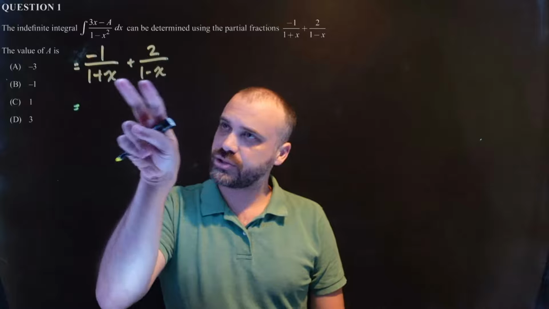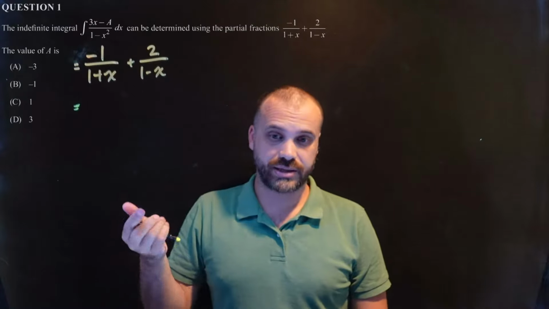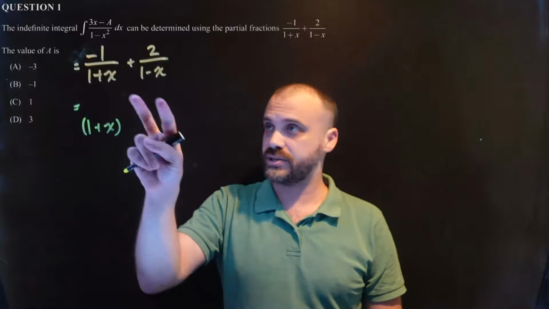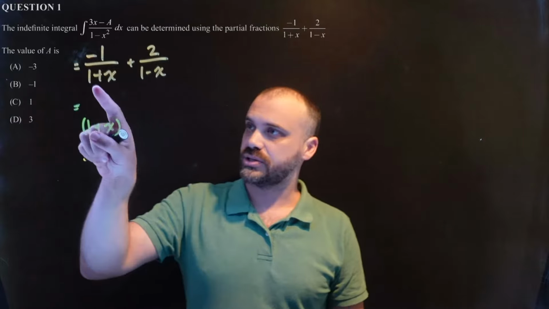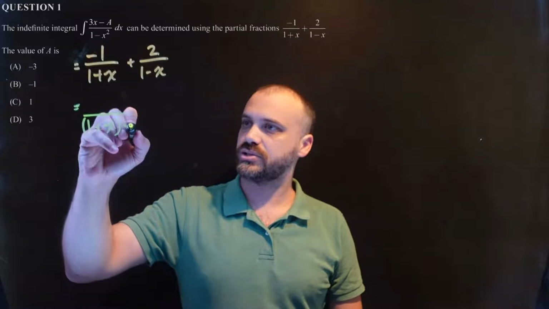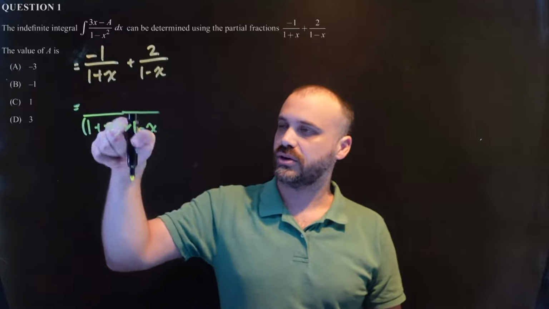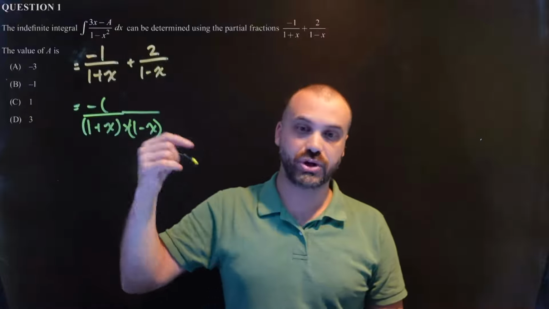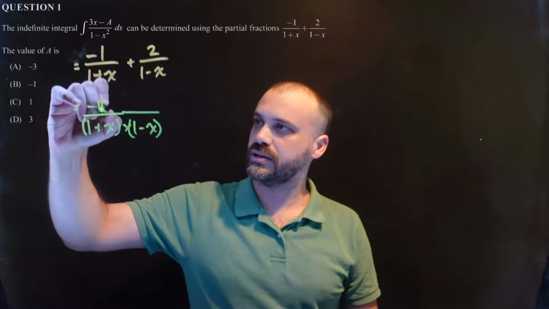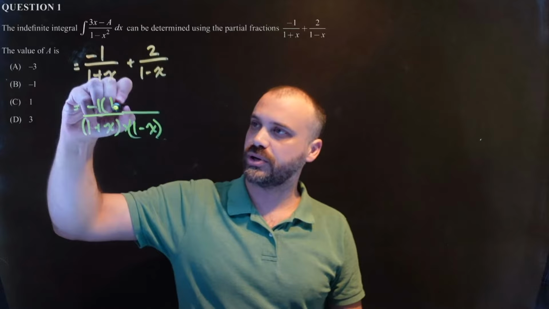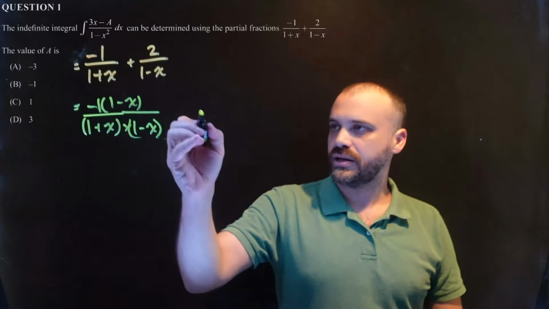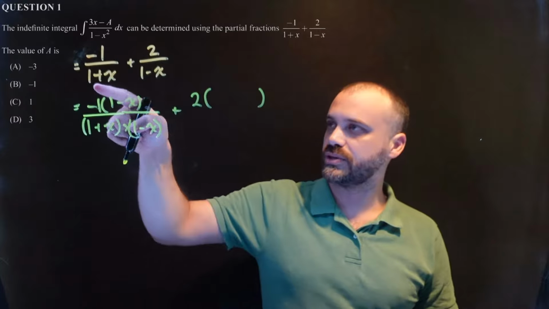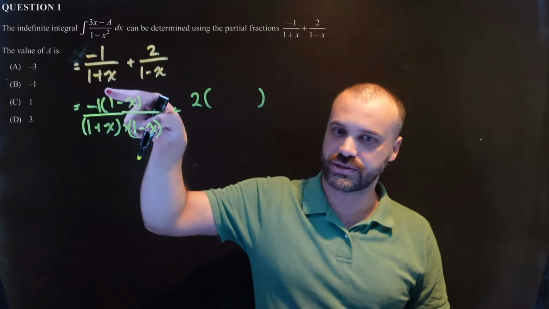Well, when we want to add two fractions together, we need to make the denominators the same. And the easiest way to make denominators the same is just to multiply them by each other. So this is going to be 1 plus x times 1 minus x on this side here. And here, we need to do the same top and bottom. So it's going to be negative 1 times what I just multiplied it by, 1 minus x.